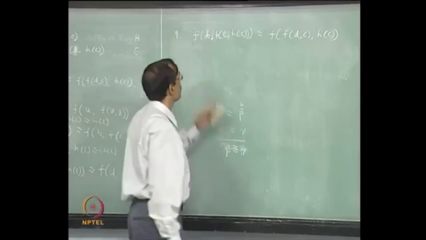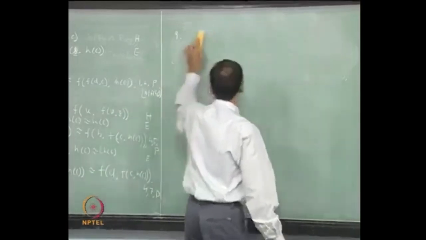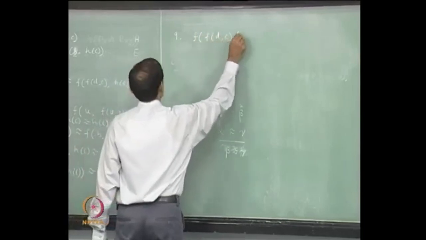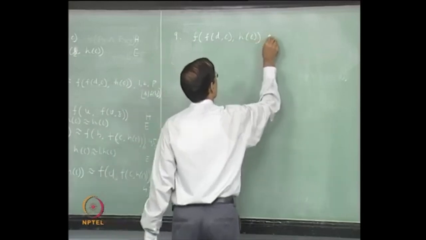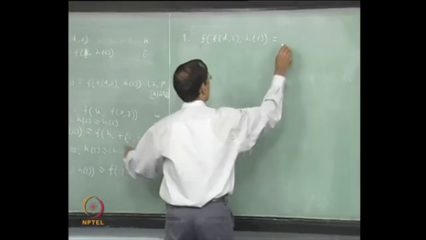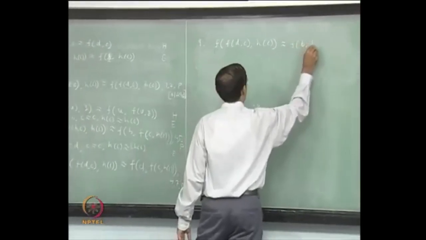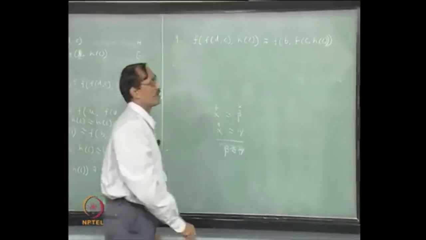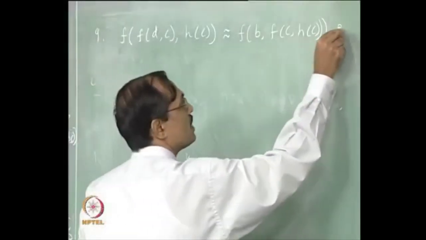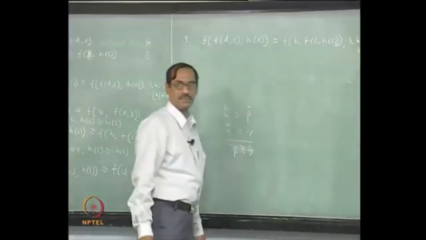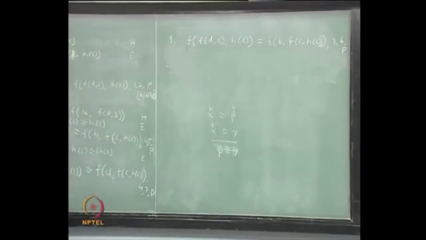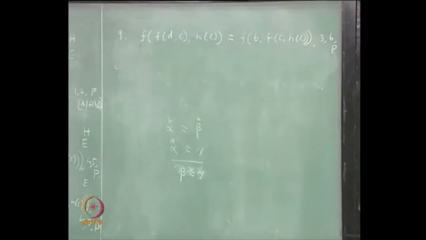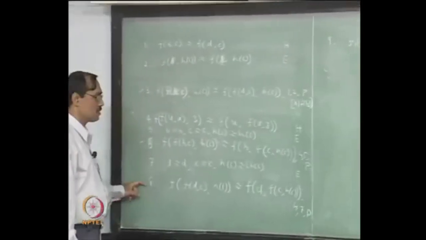So let us write then in that form instead of this form. So we get f of d c comma h c equal to the other one f of c h c, okay. This follows by 3, 6 paramodulation. You have empty substitution as the most general unifier, clear. Next you want to use what, 3 and 8 similarly.